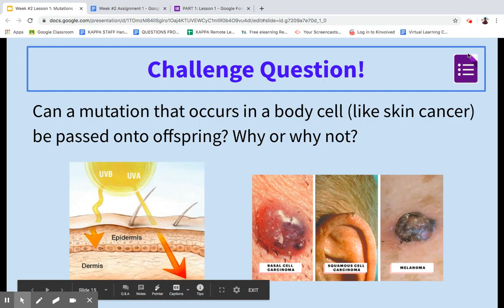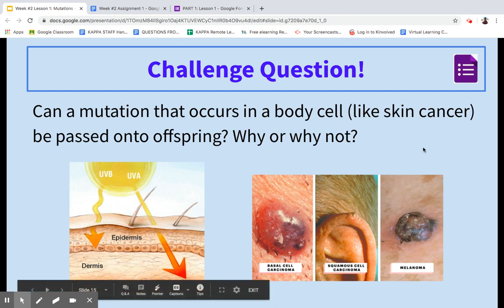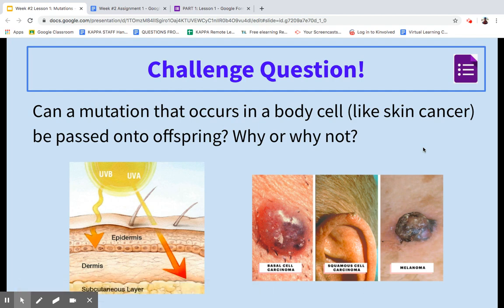A challenge question in your check for understanding is, can a mutation that occurs in a body cell, such as skin cancer, be passed on to offspring? So if a person has skin cancer and then they have children, will their children have skin cancer? Why or why not?